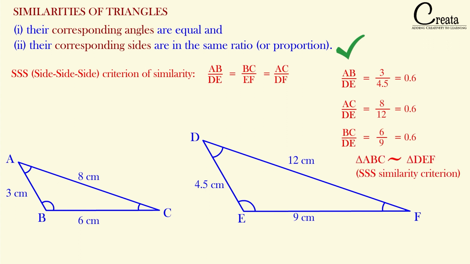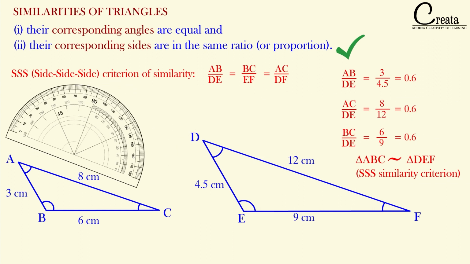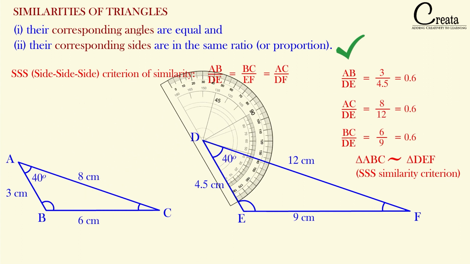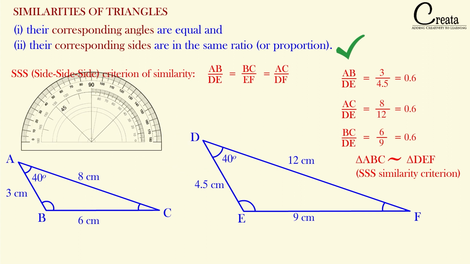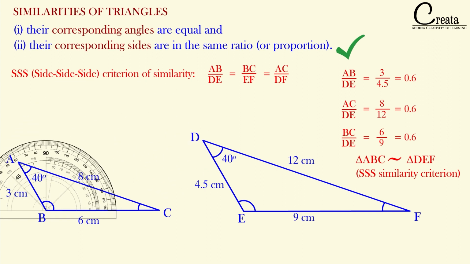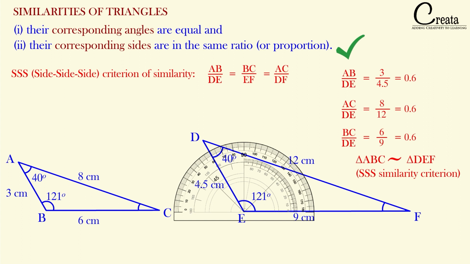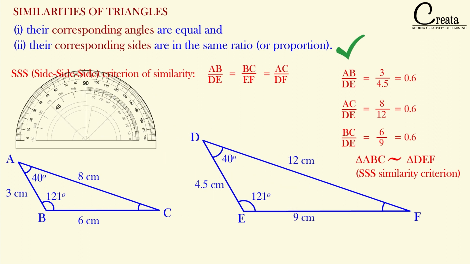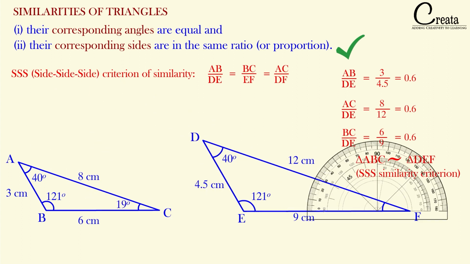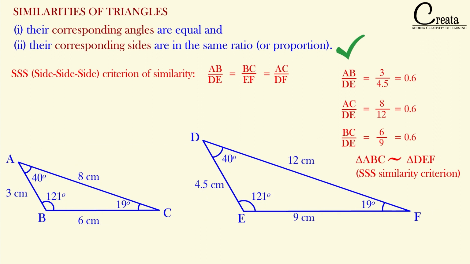Now I will check using my protractor whether the corresponding angles are equal or not. Let's check it out. Let's use the protractor. So the angle A and angle D, the corresponding angles, both are coming as 40 degrees. Angle B and angle E, both the corresponding angles are coming as 121 degrees. Angle C and angle F, both the corresponding angles are coming as 19 degrees.